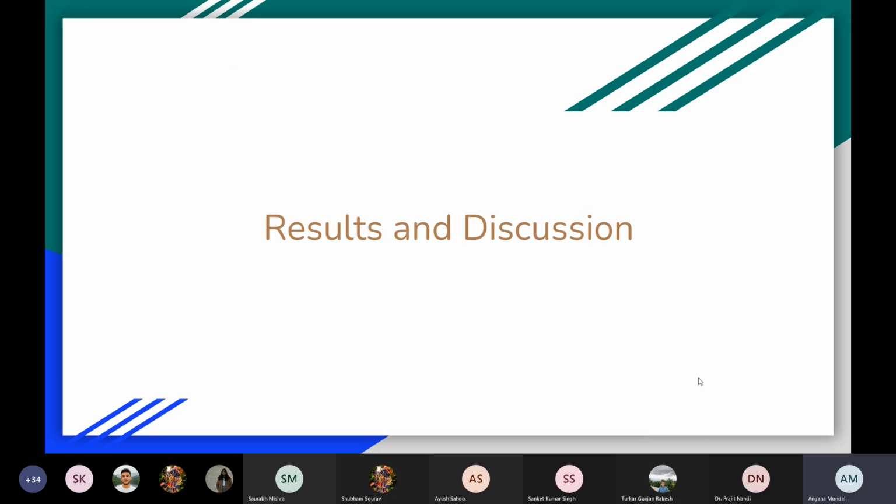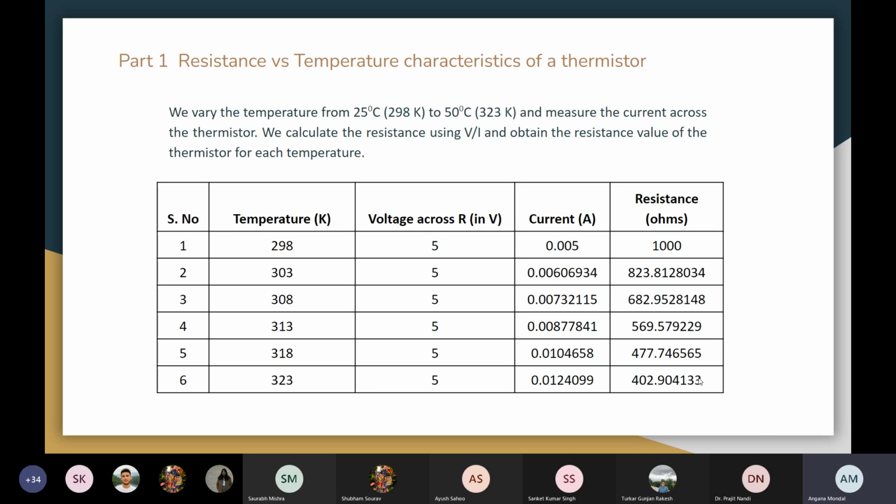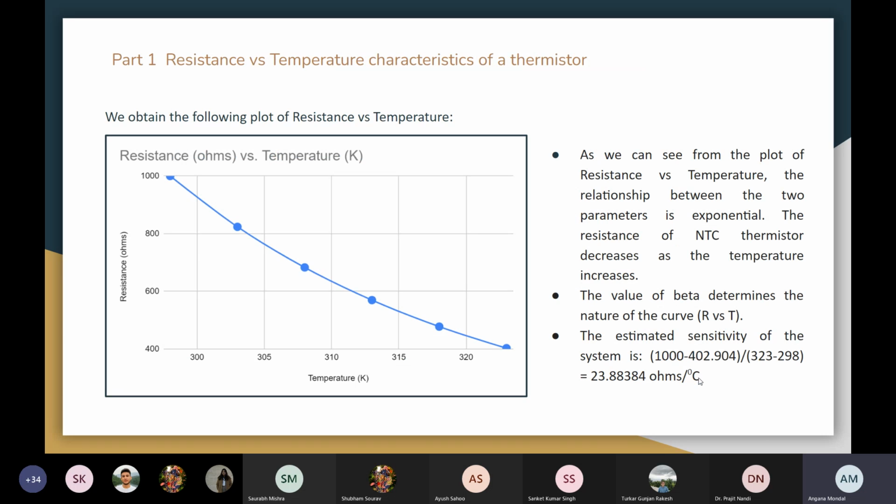Okay, sir. Moving on to the results and discussion part. In part one, what we basically did was vary the temperature, measure the current through the thermistor, and note the resistance value recorded. And this was the graph. This is good.